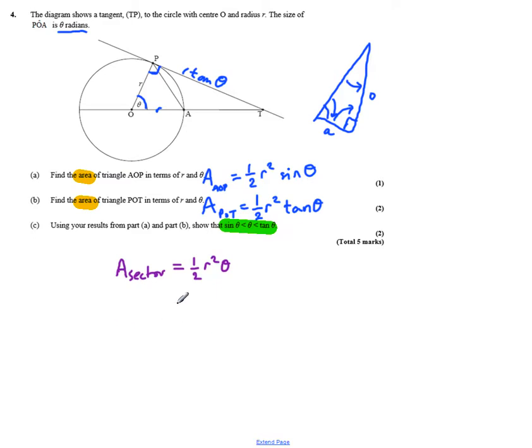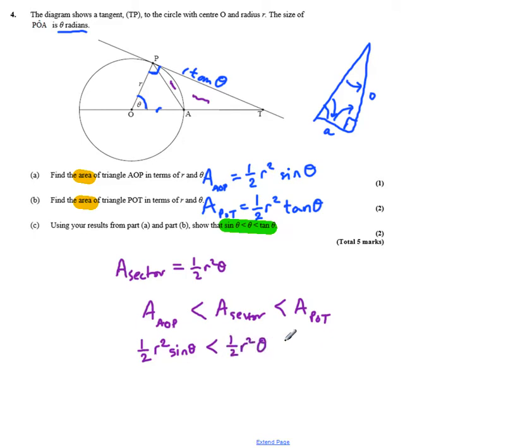And the good news is that there's a theta there, which sort of corresponds to what we want. So, half r squared theta. Now, the area of AOP is definitely strictly less than the area of the sector, which is strictly less than the area of POT. And that's obvious from the picture, because the sector's got this extra bit and that triangle's got this extra bit. So half r squared sine theta is less than half r squared theta, which is less than half r squared tan theta.